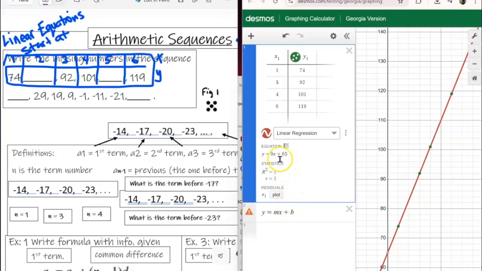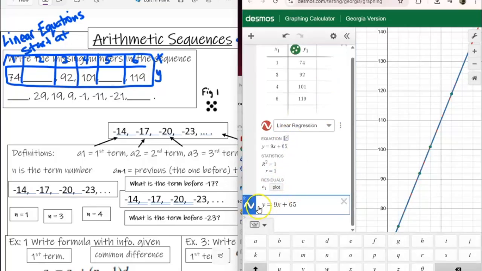And so we know that once we have our linear equation, we can find any missing term. If I want to find term 2, all I have to do is first copy the equation, which I can click this real quick, or I can write it down.